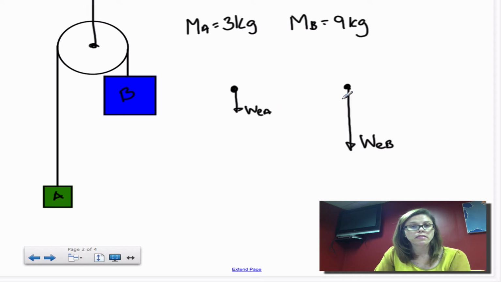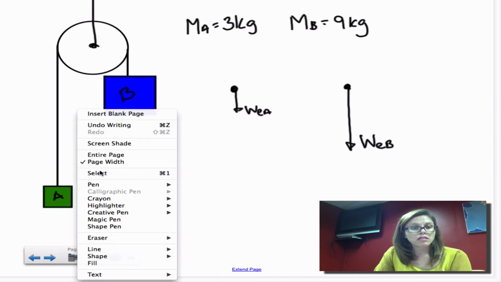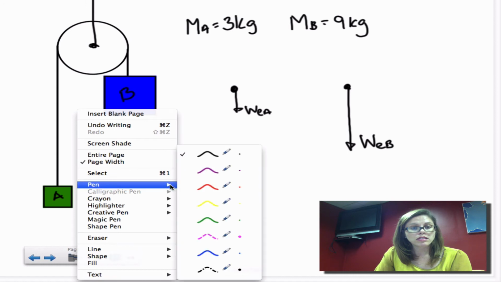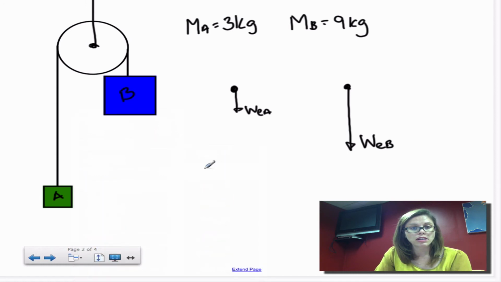Like so. Now the tensions are going to be the same. Now it's good to notice and mark which way the acceleration is for each object. So A, the smaller one, is going to accelerate up, and B, the larger one, is going to accelerate down. Now remember, the accelerations are the same for each block. The magnitude of the acceleration is the same for each block.